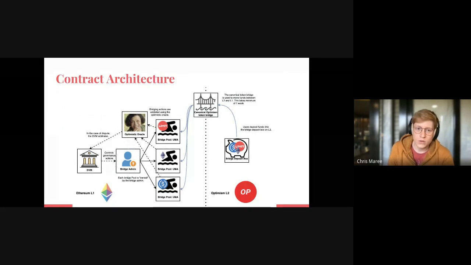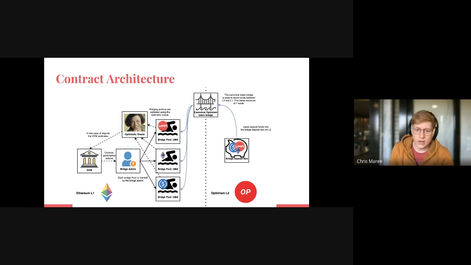So to start off looking at the contract architecture, this is a basic overview of how the contracts are structured on Ethereum L1 and L2. The vast majority of the complexity and the logic sits on ETH L1, and the stuff that's actually on the rollup is pretty minimal. So we'll start looking at ETH L1 and work through the contracts just to explain what's going on. There's not a lot of moving parts.